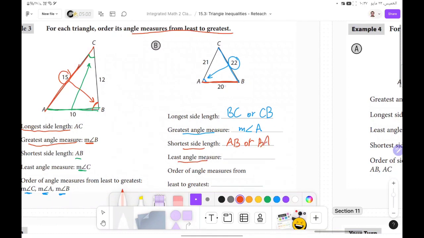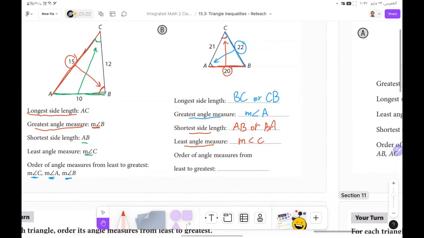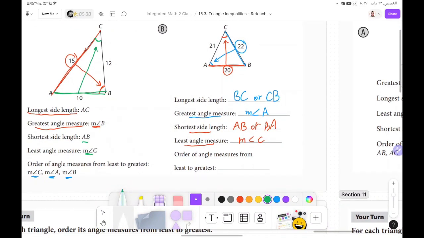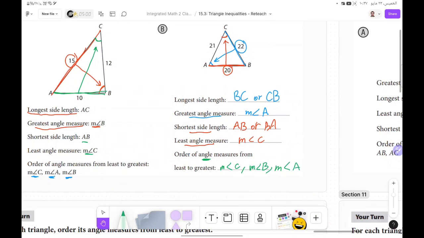Now, what is the least angle measure? The least angle measure is opposite the least side, which is the measurement of angle C. So the least measure of side is opposite to the least measure of angle, and the greatest measure of side is opposite to the greatest measure of angle. Now let's order them from the least to the greatest. Because it's saying order the angle, measurement of angle C is the least, measurement of angle B is the medium, measurement of angle A is the greatest one. I hope you understand this.